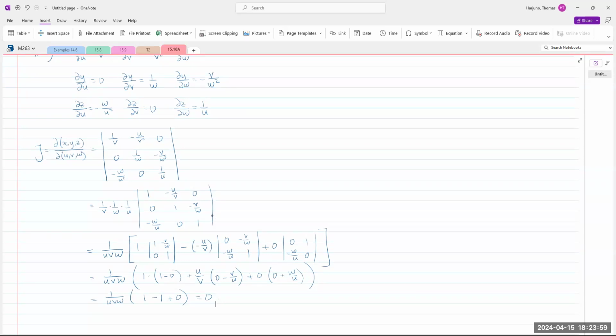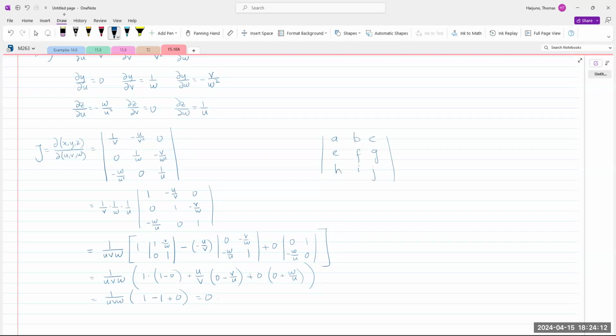Let me do another way. Another way is this. If I have, let's say, a, b, c, e, f, g, h, i, j, the seventh way to compute the determinant is to copy the first two columns, and then multiply this way: you add this product, plus the product of this, plus the product of this, minus the product of this. That's the seventh method.